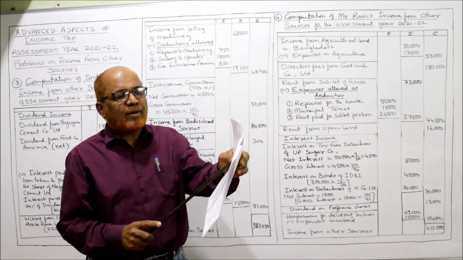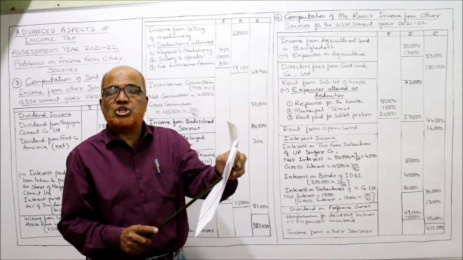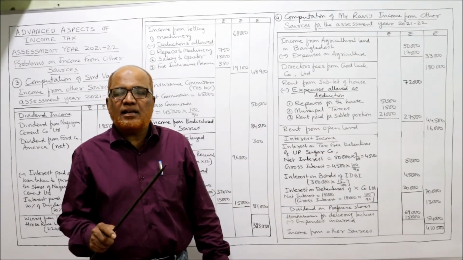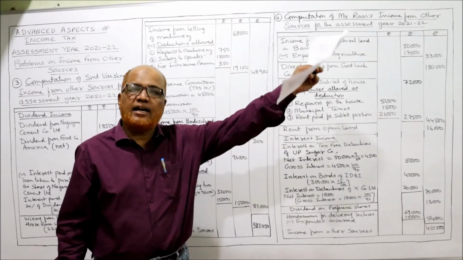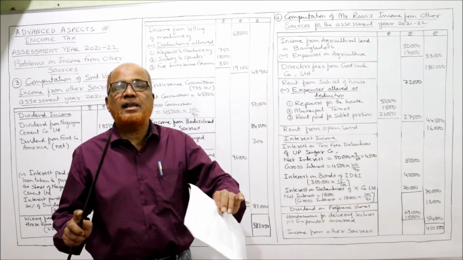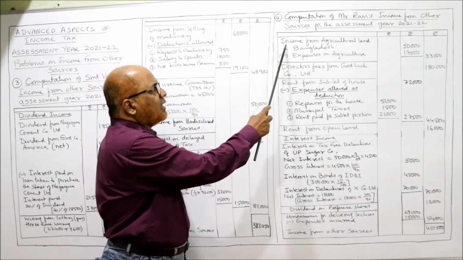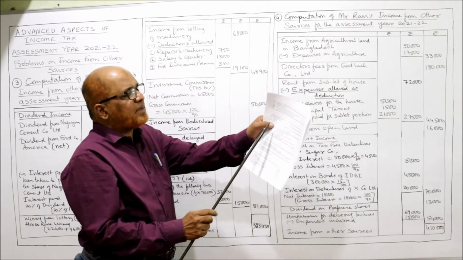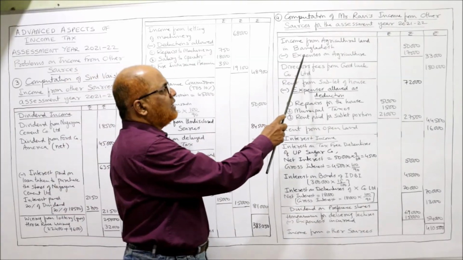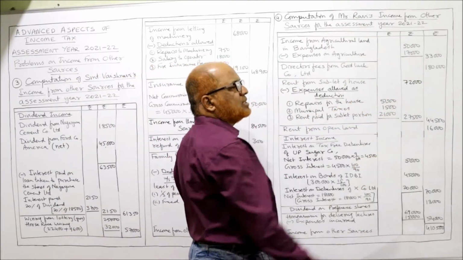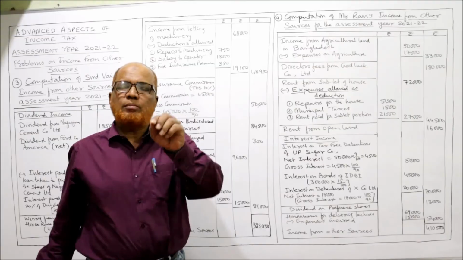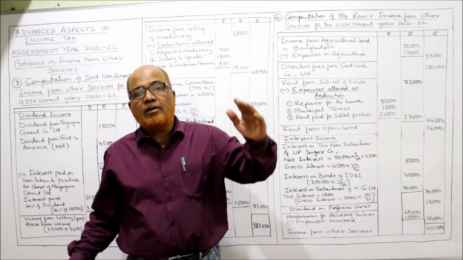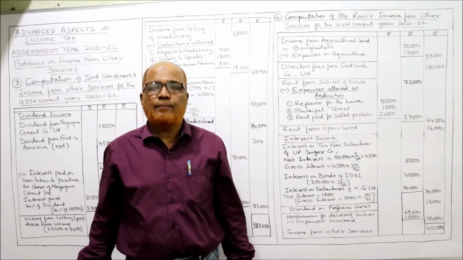Next one, income from agricultural land in Bangladesh, that means outside India. Any agricultural income earned outside India is taxable in India. So here, income from agricultural land in Bangladesh is 50,000 and expenses on agriculture 17,000. Deduct 17,000, 33,000 is the income. Now a question may arise in your mind: how come foreign income is taxable in India?